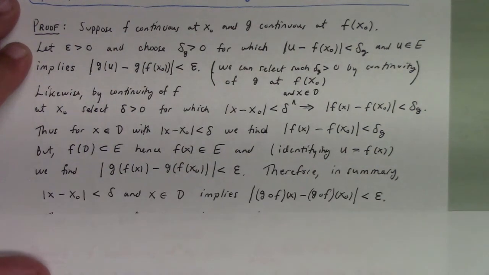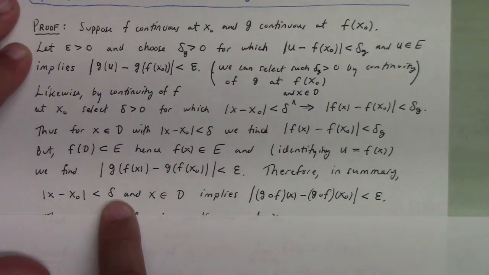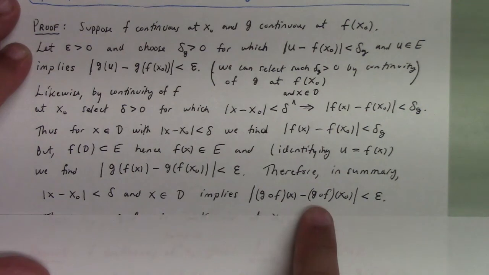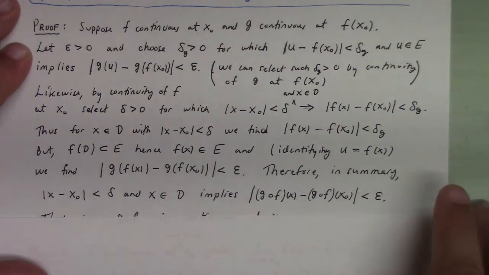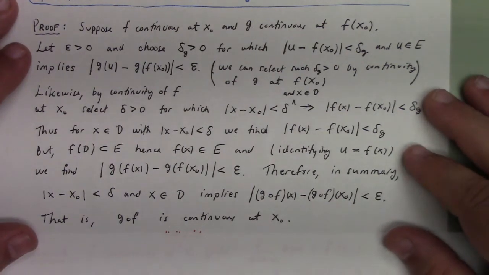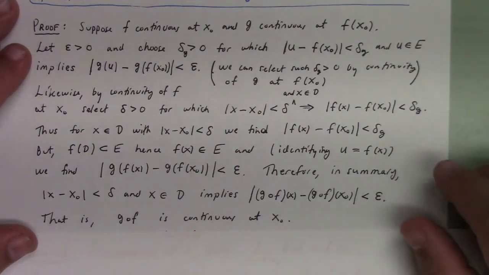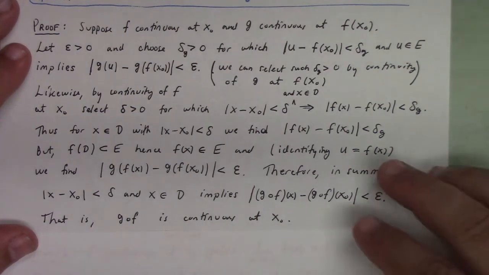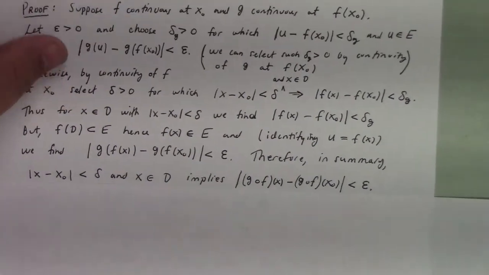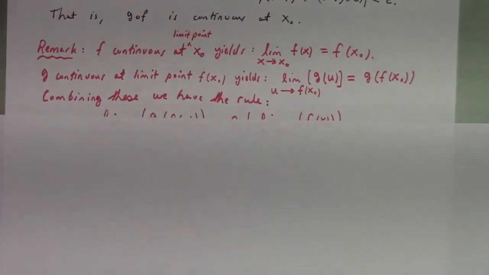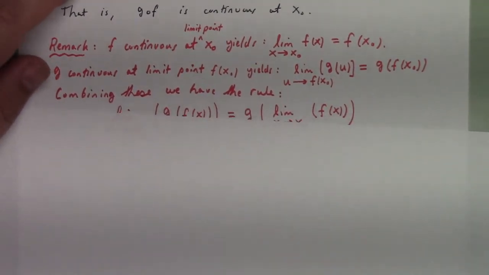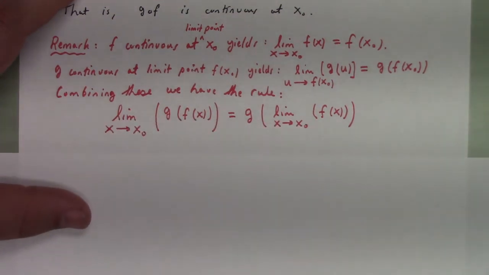Consequently, in summary, for x minus x naught less than delta and x in D, we have the composite of g with f of x minus the composite of g with f of x naught is less than epsilon. That is, g composed with f is continuous at x naught. So that's actually a very powerful way to prove continuity of a vast swath of examples: composition. The importance of composition cannot be overstated in terms of practical applications and seeing formulas for what they are. I would make the following comment, though.